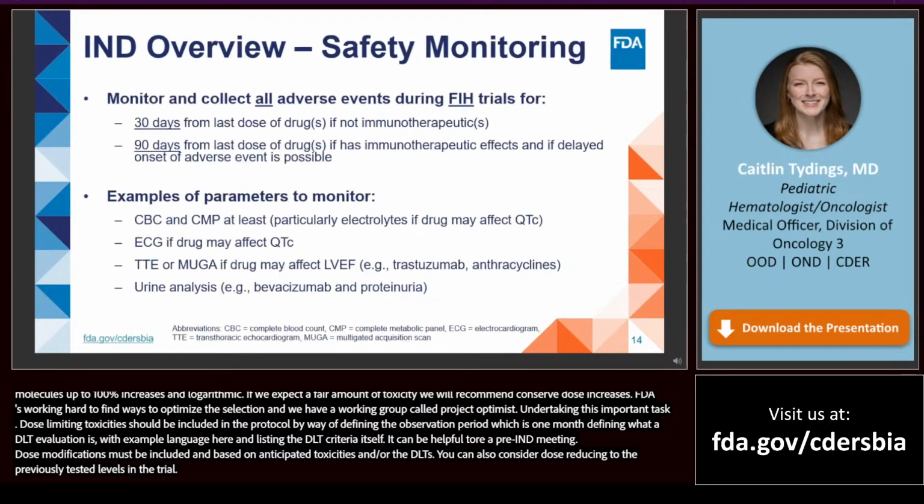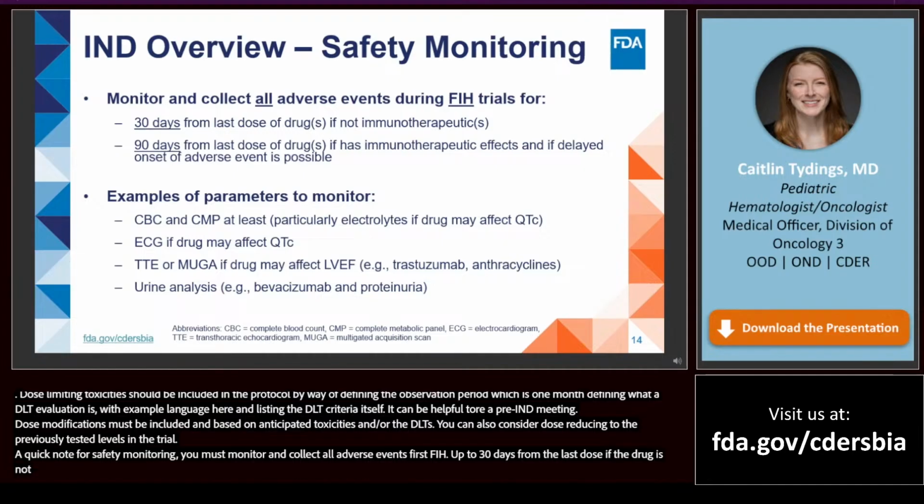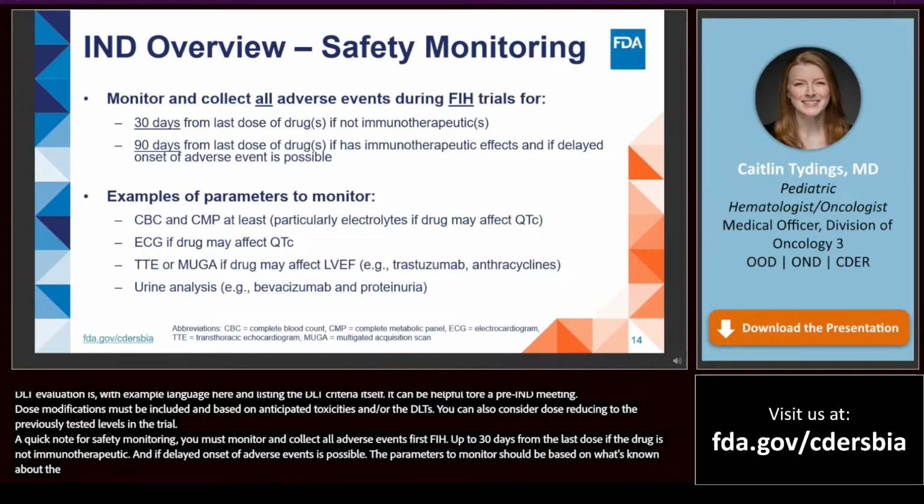Just a quick note for safety monitoring, you must monitor and collect all adverse events during first-in-human trials. This is for up to 30 days from the last dose if a drug is not immunotherapeutic, and up to 90 days from the last dose if the drug is an immunotherapeutic, and if delayed onset of adverse events is possible. The parameters to monitor should be based on what's known about the drug, the anticipated toxicities, and the mechanism of action, and should be a minimum of a CBC and CMP and more specific testing based on what I mentioned.